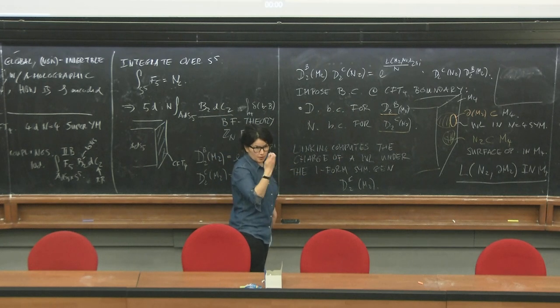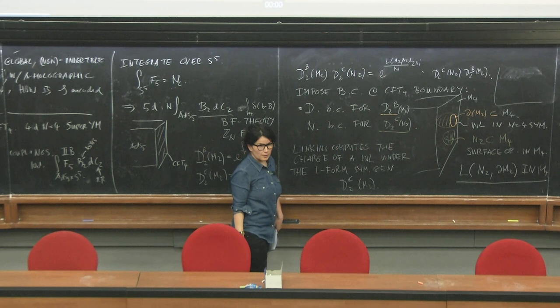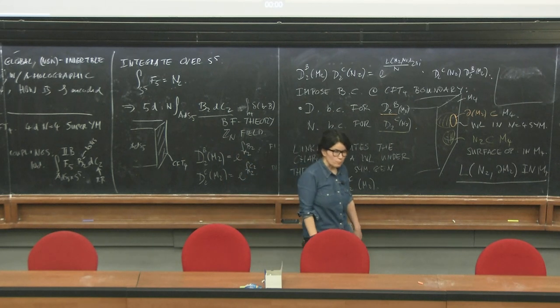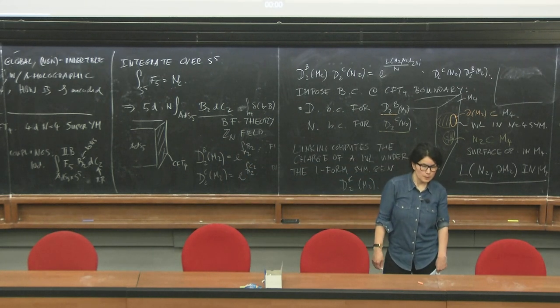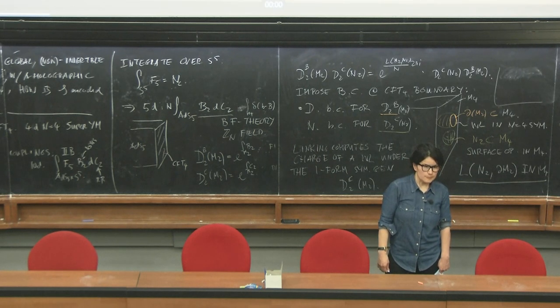So I guess my question was, if you had written the BF term as C2 dB2, the difference is just the boundary term. And if this boundary term is just making this exchange of Dirichlet and Neumann you were referring to. Yes, you could also encode it in there, yes. Okay, thank you.